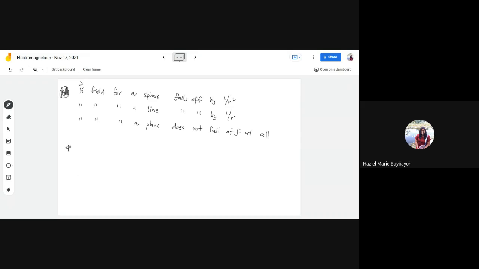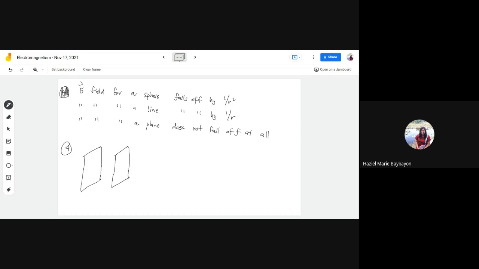Now for our example, we have here duha ka plane that are parallel to each other. So this plane are facing each other. So ma-imagine siya ninyo, class.